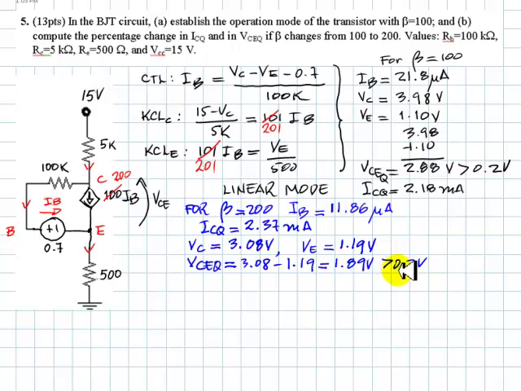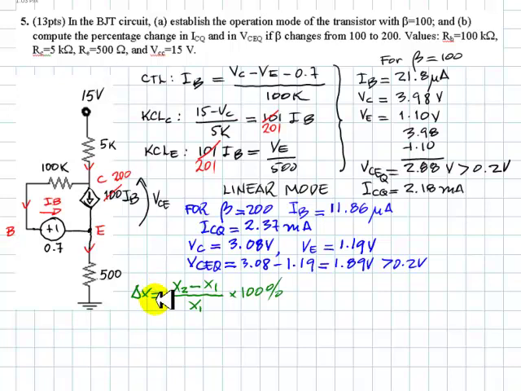Also greater than 0.2. It continues to be in its linear mode, but that is not the point. Here we are to compare what is ICQ and what is VCEQ with the values we obtained for beta equals 100. How do we compute the percentual change between any two parameters? We learned that in physics in first year. For any value x, we subtract the new value minus the old one and compare that with the old one and multiply the whole thing by 100, and that was the percentual change of x.